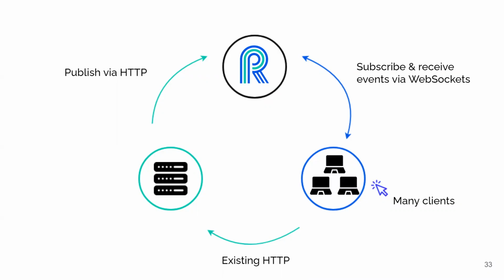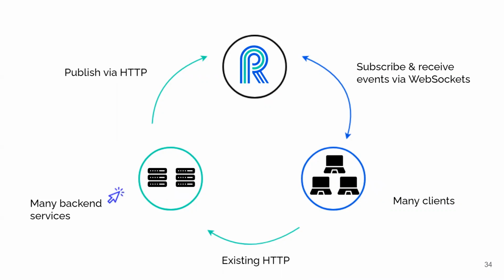Of course, we can have many clients, not just one client, and many backend services. River is unconcerned with which clients are subscribing, and also unconcerned with which backend services are publishing. It simply accepts publish events on a specific channel and broadcasts that event to subscribed clients.